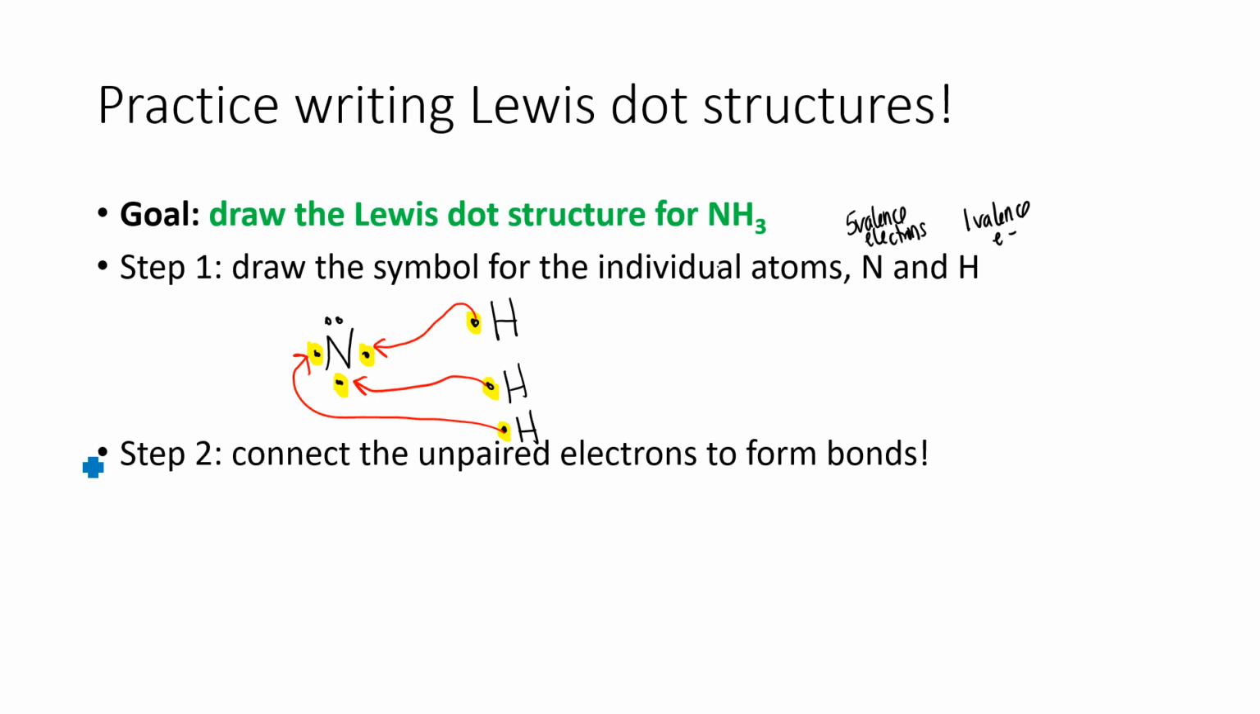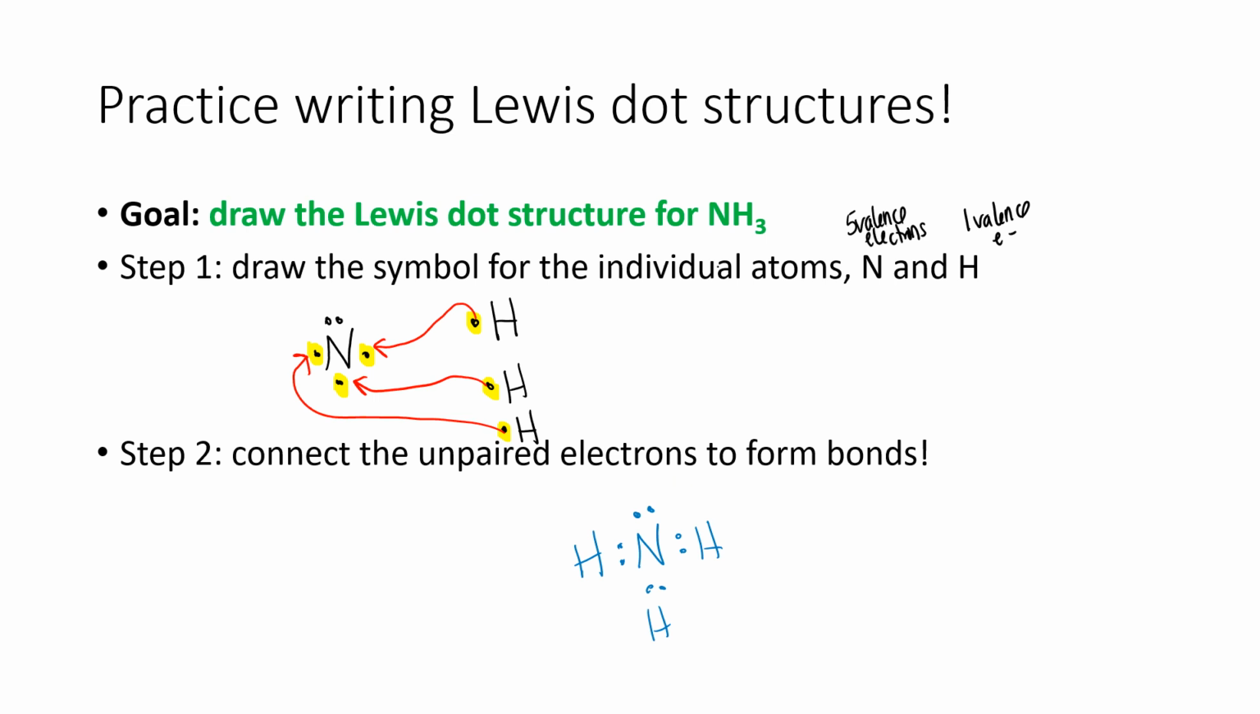So here's what your final structure would look like. You've got the 2 electrons on top that are not involved in a bond, and then you've got these ones around the different sides here. So this is our structure for NH3.